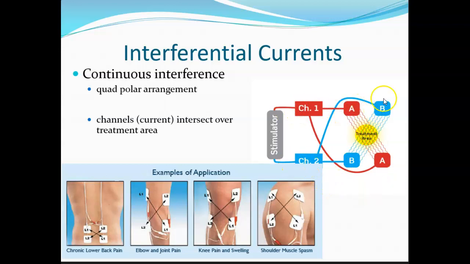The other current, now we're crossing the streams like they told you not to do in Ghostbusters, but we're targeting the treatment area. So we put this little X pattern around the area that we want to treat, and then in this area right here is where you get that interference, that heterodyne effect, that continuous interference. This picture down here just gives you some examples of what that might look like.